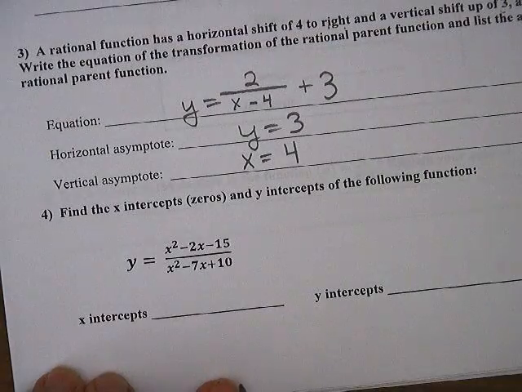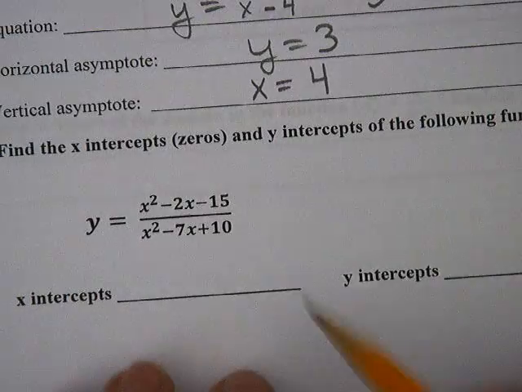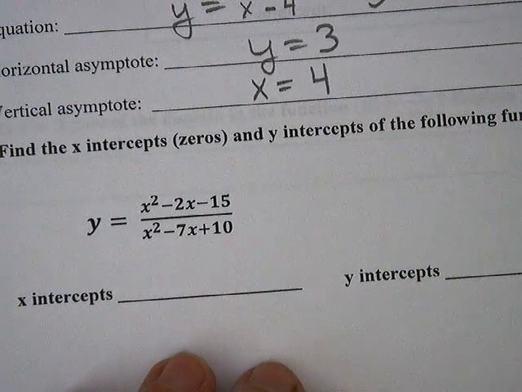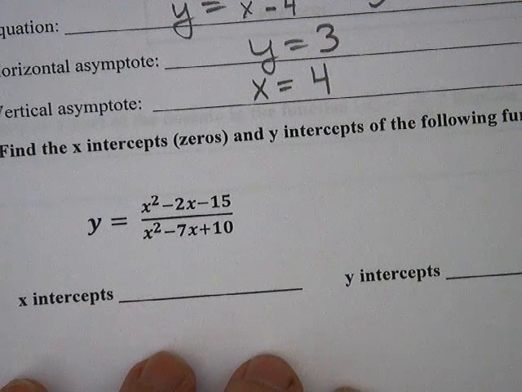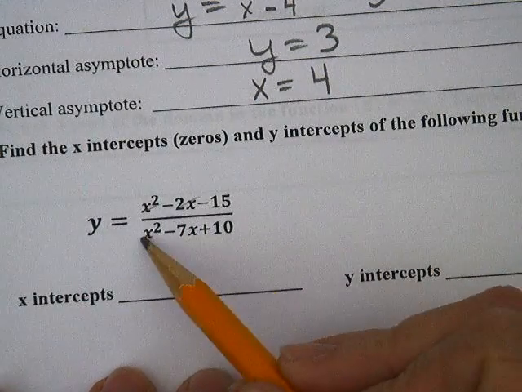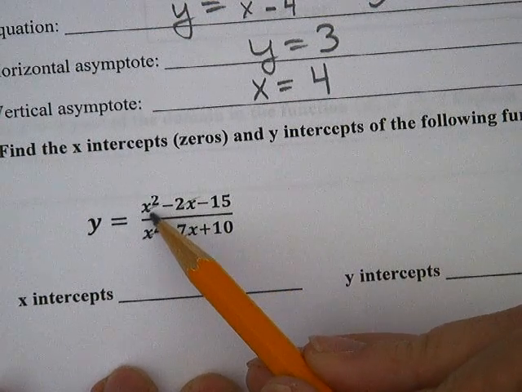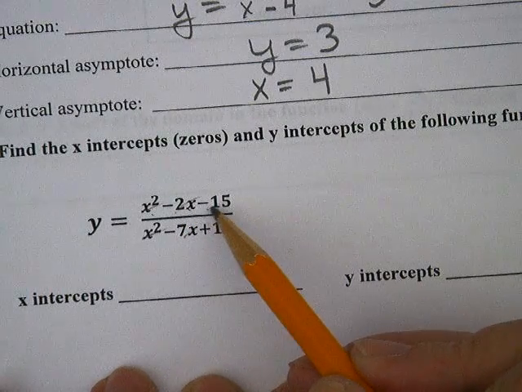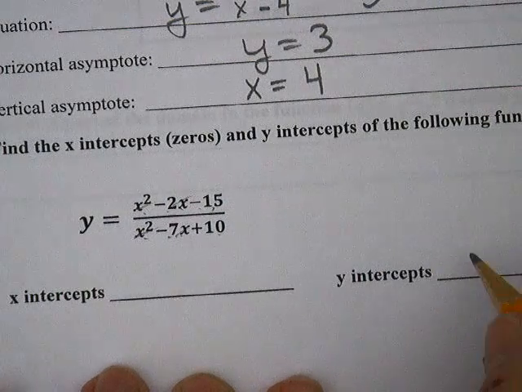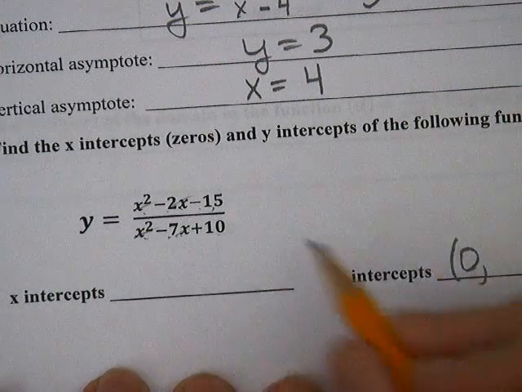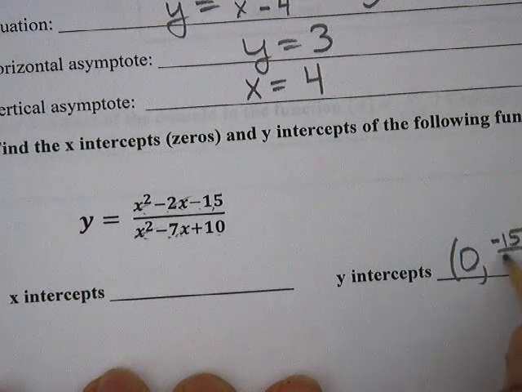Let's see if we can scoot up here so you can see the next problem. We're given a rational function. Let's scoot in a little closer on this. And we need to find our zeros and y-intercepts. So our y-intercepts are when x equals 0. So anything that has an x in it, we're going to be putting in a 0, which makes that term disappear. So it would be 0 squared minus 0 minus 15, over 0 minus 7 times 0 plus 10. So our y-intercept is going to be 0, and what's left over? So -15 divided by 10.